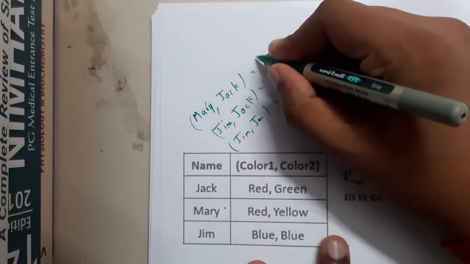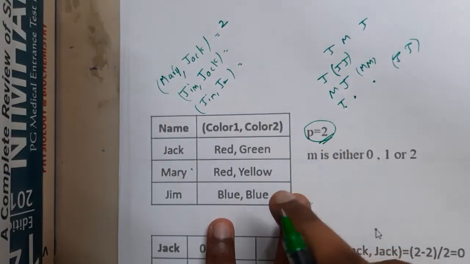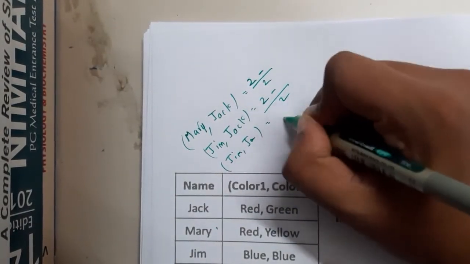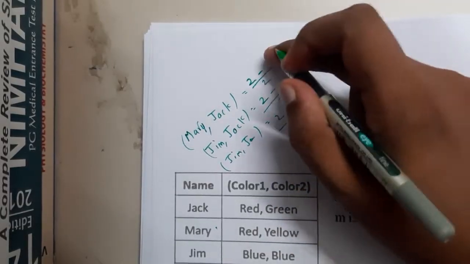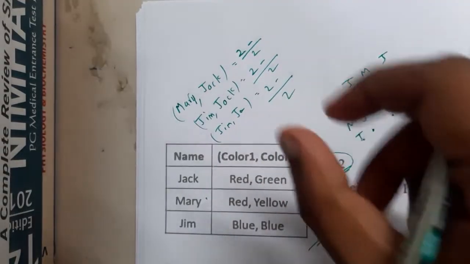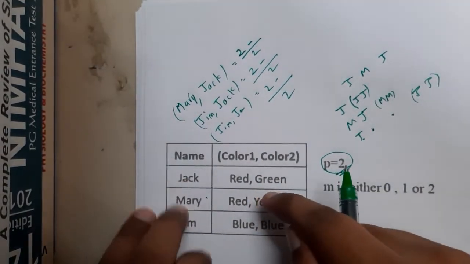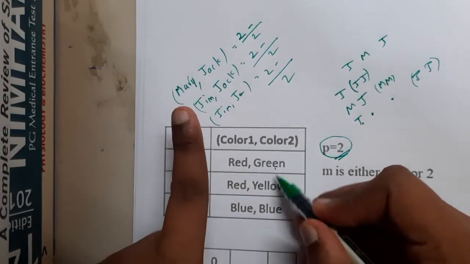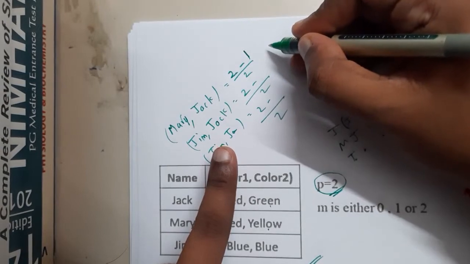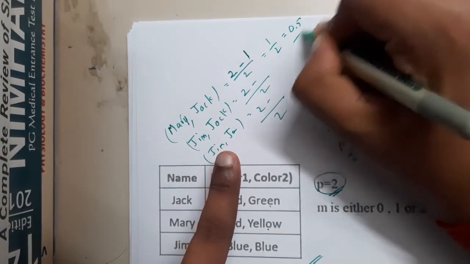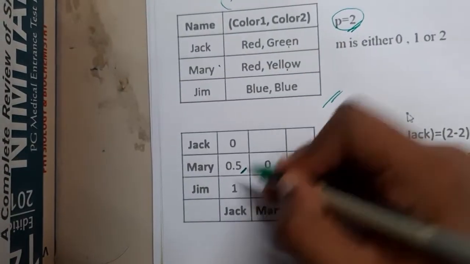You already know the formula is (P minus M) by P. So 2 minus something by 2, 2 minus something by 2, 2 minus something by 2. I need to fill in this something. First, let us start. Between Mary and Jack, how many values are matching? Is red matching? Yes, so there is one match. Are green and yellow matching? No, it is only one match. So here it will be 1 by 2, so it is 0.5. You'll be updating the matrix with 0.5.